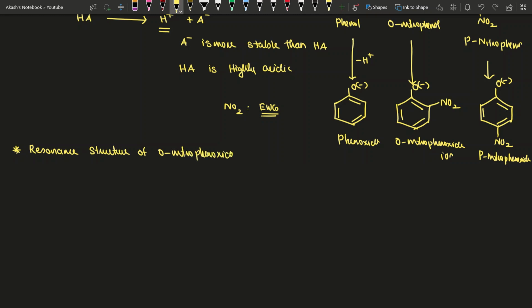Orthonitrophenoxide. When you're considering an NO2 molecule, it can be drawn in two ways. For example, N double bond O like this, or you can draw N double bond O, O minus, N plus. Both are correct, but this structure would be more accurate to explain the resonating structures. Why is the positive charge coming?